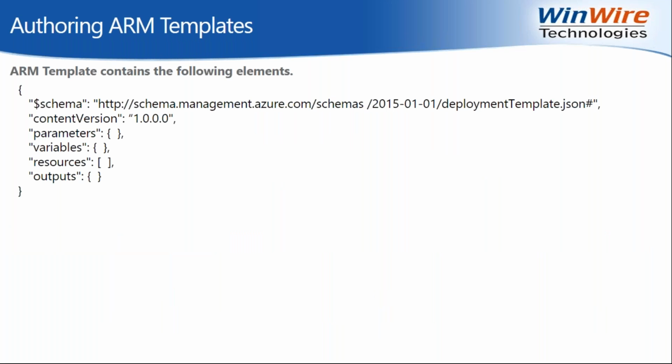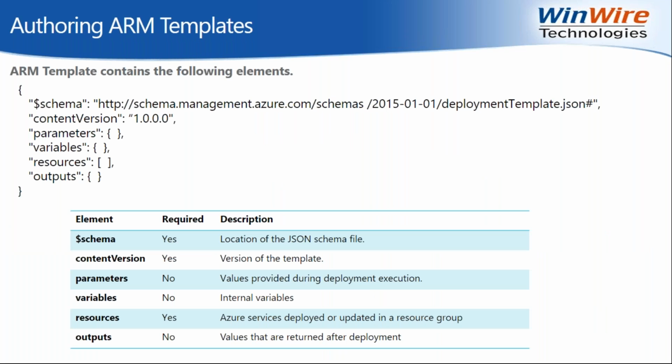So authoring Azure templates, this template actually contains a total of 6 elements. The schema is a location of the JSON schema file. The content version will be the version of the schema that we are going to be using. The parameter section of the file actually contains all the parameters that are going to be configured during deployment. So either we could define parameters using the default parameter value, or we could leave it as a string value and then key in those parameters while we are deploying that file into Azure.